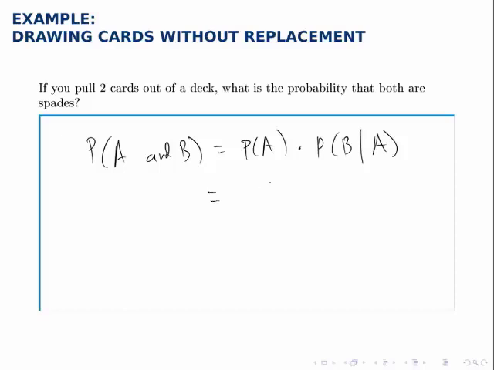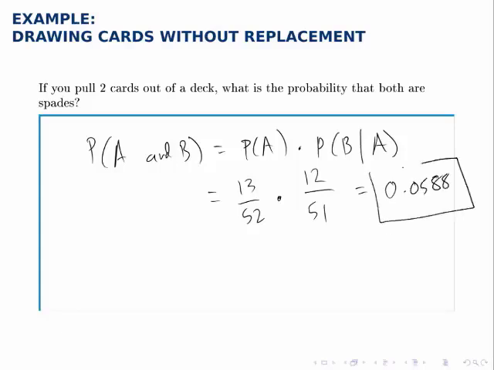So in this case, the probability that the first card is a spade is 13 out of 52, because there are 13 spades, 52 total cards. If that first card that was drawn was a spade, there are 51 cards left because we drew a card, and 12 of them are spades, because the first one we drew was a spade. So we multiply the probability that we draw a spade the first time times the probability that we draw a spade the second time, assuming that the first card was a spade. So if we multiply those two together, we get, in decimal form, a probability of 0.0588, or about a 6% chance.